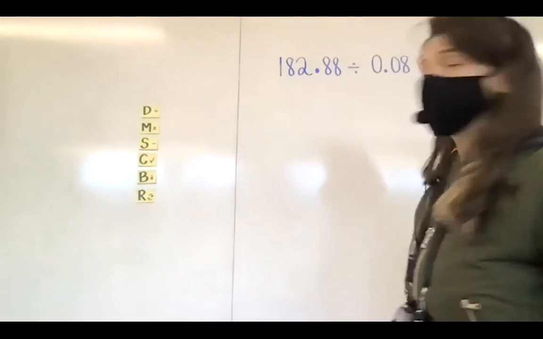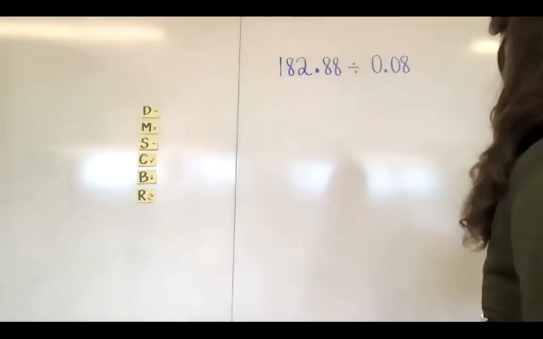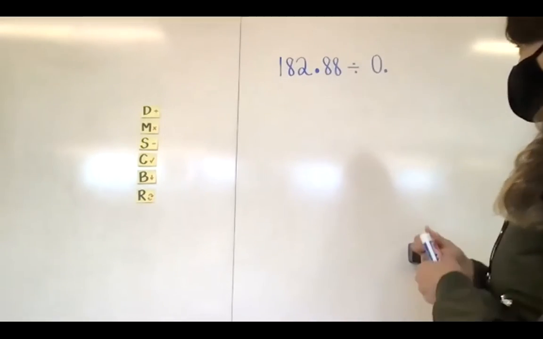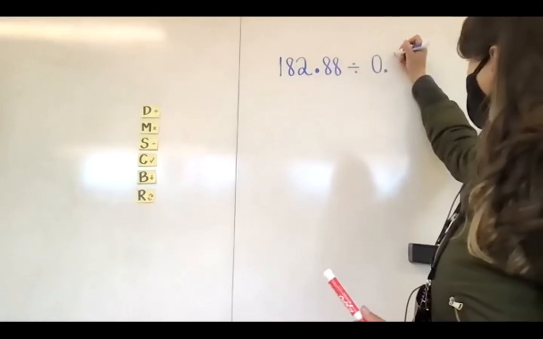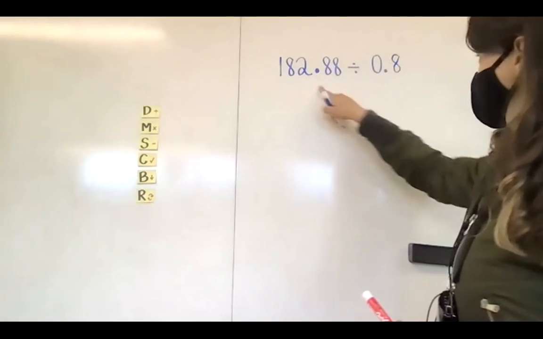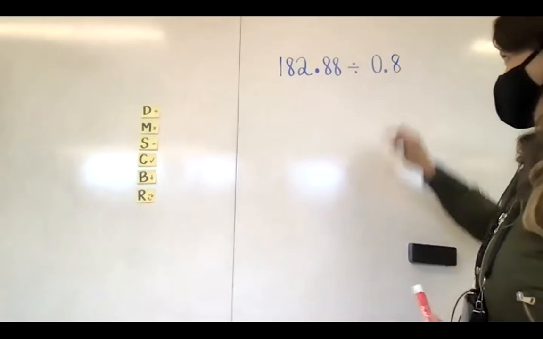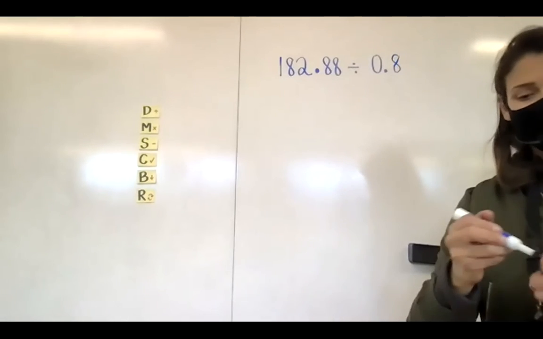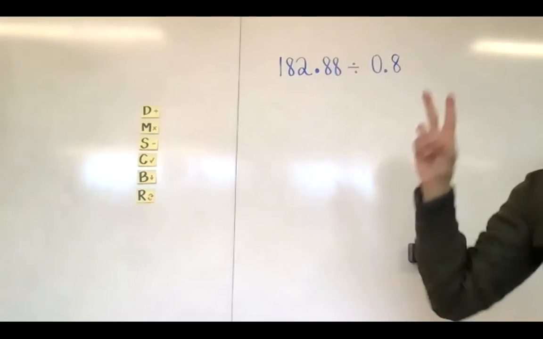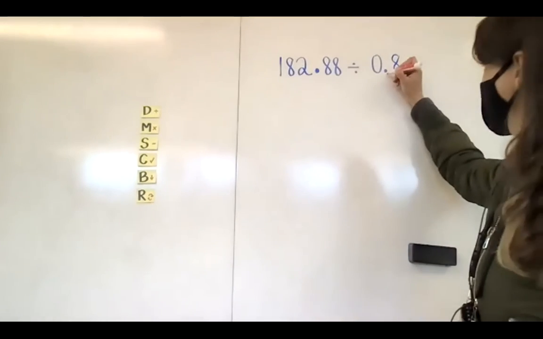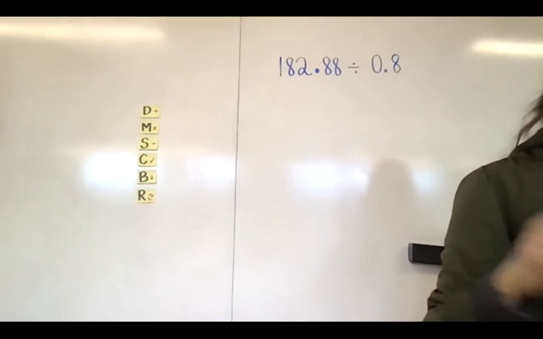Good question. Why don't we tweak the question so you can see? Zoe said, what if they're not the same amount of places? What if the dividend has 2 places and the divisor has only 1? You still only go by what the divisor is.